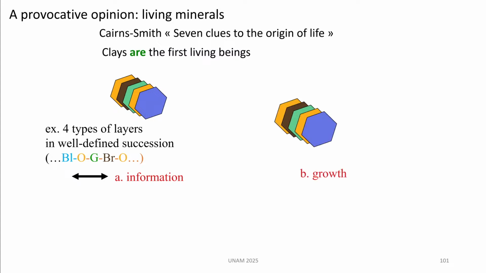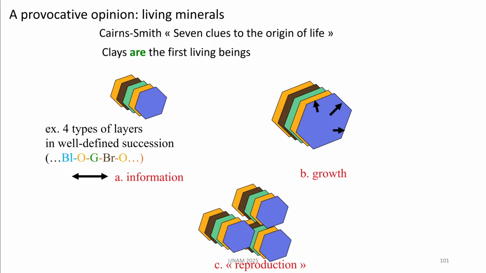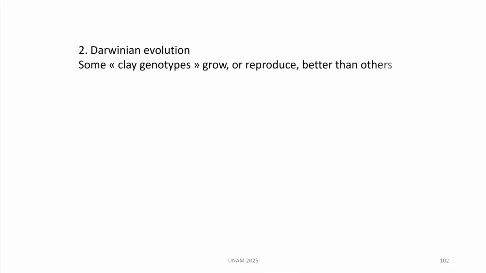Then he said, living beings can grow. Well, clay crystals can grow too. Then life can reproduce. Clay crystals could also reproduce simply by breaking, by fragmentation. And if you break this large crystallite into smaller ones, they still hold the same sequence of layers. Information is conserved. And he even said that there could be some Darwinian evolution.